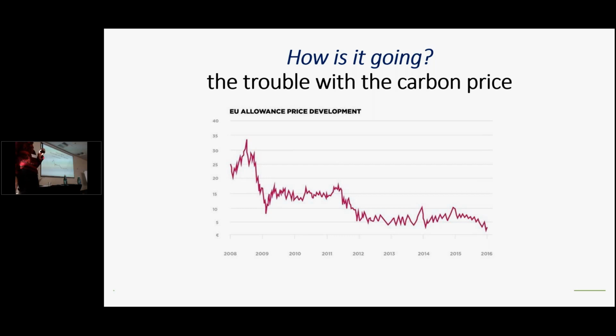auctioned allowances. And we will actually talk about this in the next session, in depth. We will talk about the role of the ETS in transition away from coal, and it will be about this exclusively.